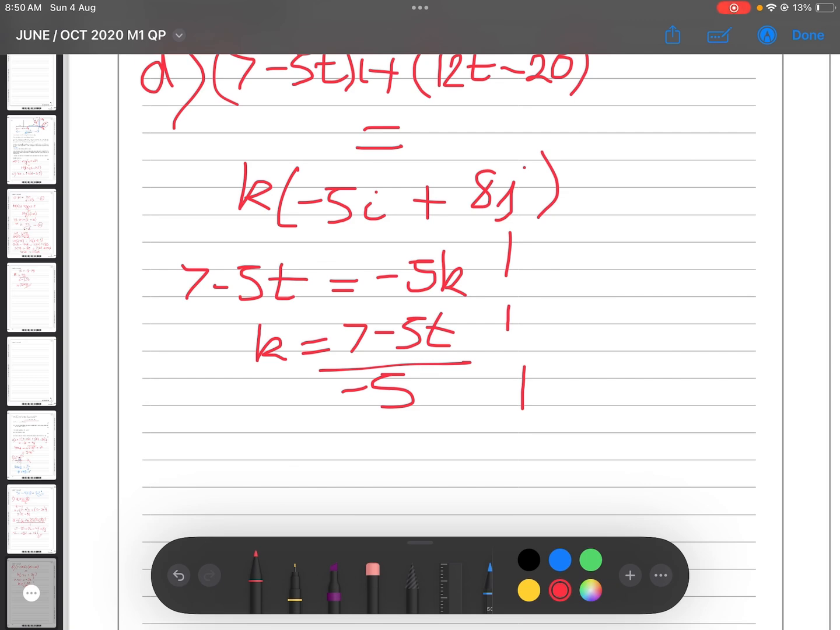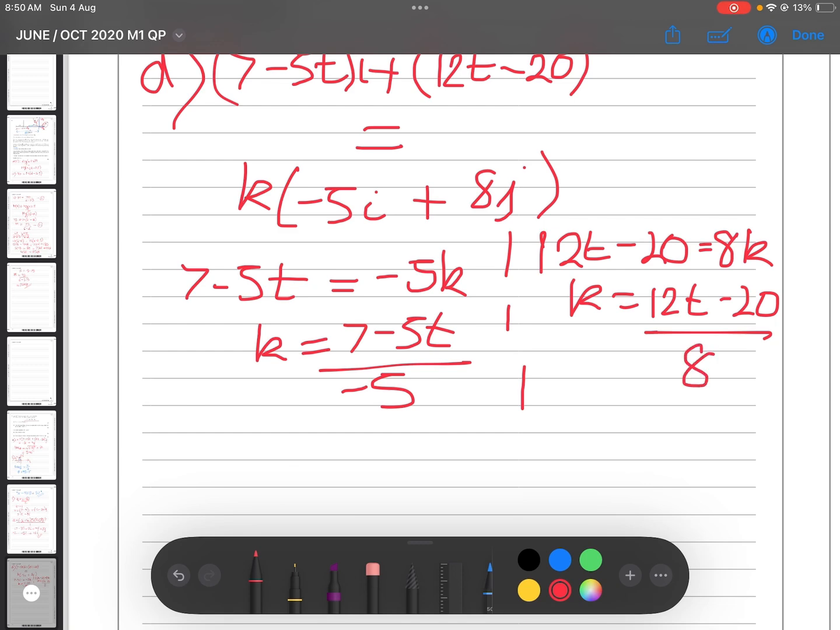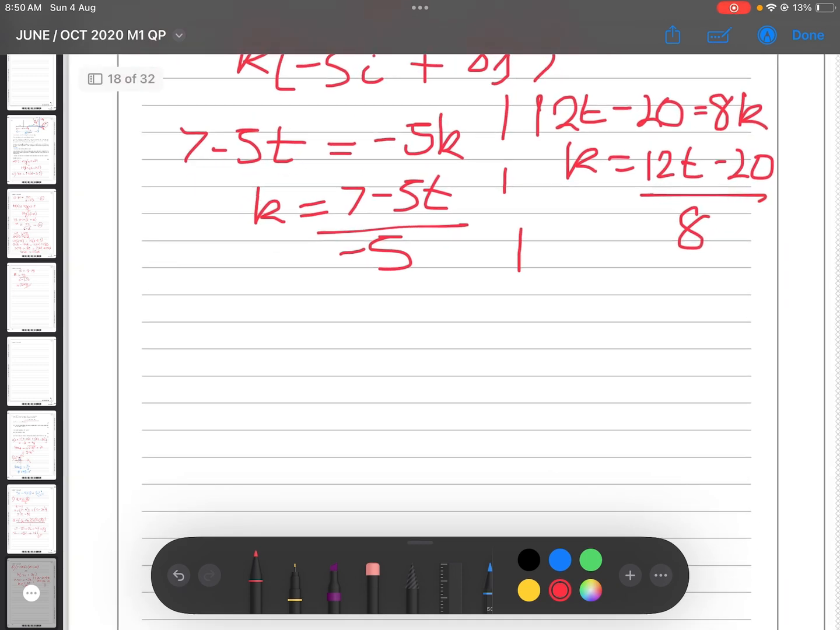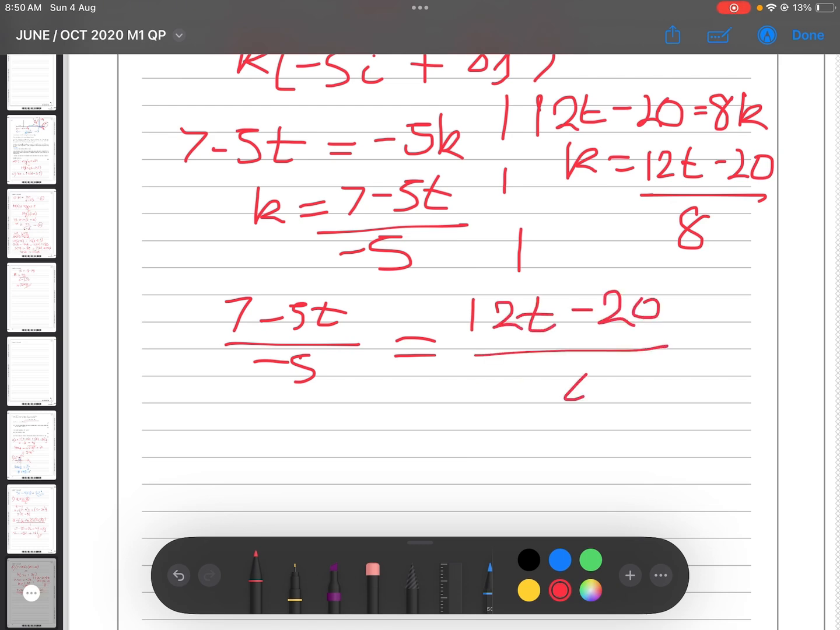And then making all the j terms together, we get 12t minus 20 is going to be equals to 8j times k, which is 8k. Making again the k the subject, it's going to be 12t minus 20 over 8. As both are k terms, we can equate them to each other. 7 minus 5t over minus 5 is equals to 12t minus 20 over 8.